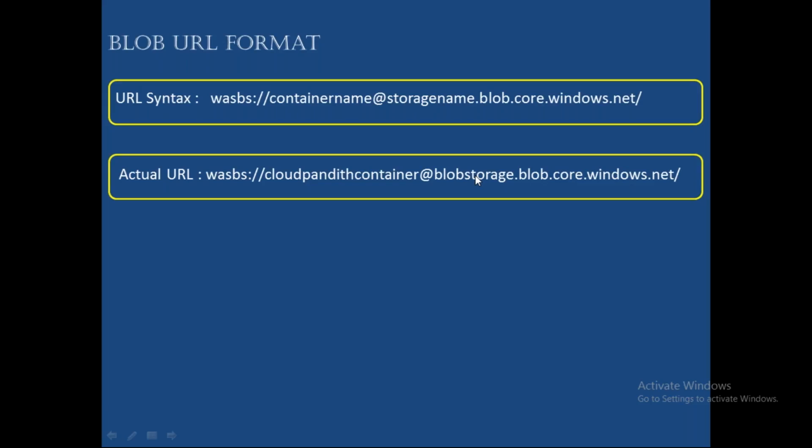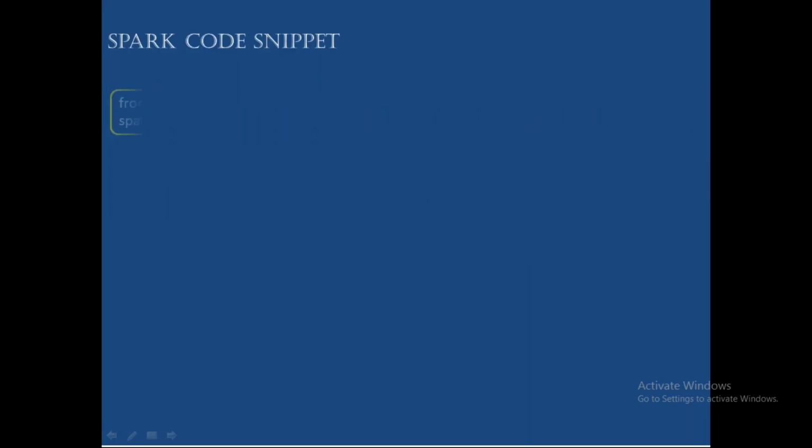Okay, in this blob storage I have a Cloud Pandit container. From the Cloud Pandit container I am able to read the data. Clear to all of you? This URL you need to remember. Next, Spark code snippet.